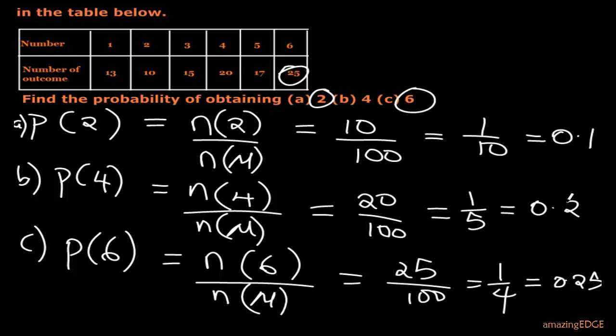So these are the probabilities. The probability of getting face 2 is 0.1. The probability of getting face 4 is 0.2. And finally, the probability of getting face 6 is 0.25.